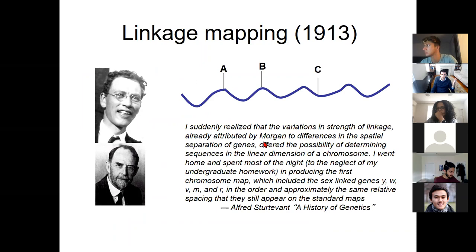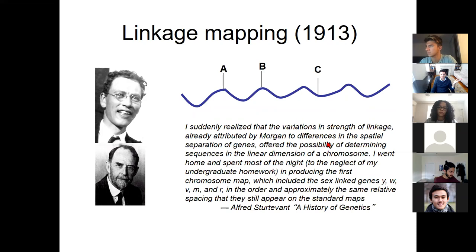When Sturtevant, the student of Morgan, suddenly realized that the variation in strength of linkage already attributed by Morgan to differences in the spatial separation of genes offered the possibility of determining sequences in the linear dimension of a chromosome. So the student, Alfred Sturtevant, went home as an undergrad and spent most of the night, to the neglect of his undergrad homework, producing the first chromosome map, which included sex-linked genes y, w, v, m, r, and r in the order and approximately the same relative spacing that they still appear on the standard maps. This is remarkable, right? To be working on your homework project and then just revolutionize genetics in passing.